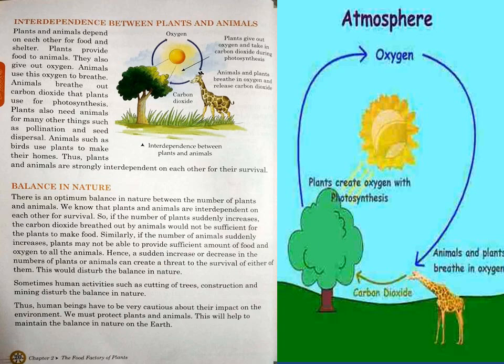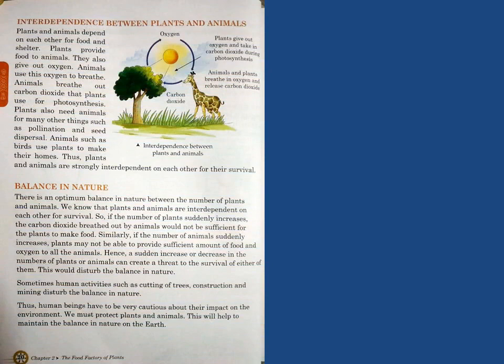If there is a sudden increase in the number of plants, the carbon dioxide they need for making their food, which they are getting from we the animals and the human beings, will not be sufficient for them. So there will be a lack of balance between these two.